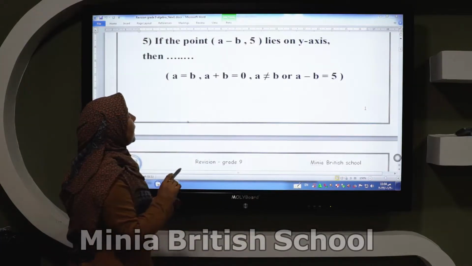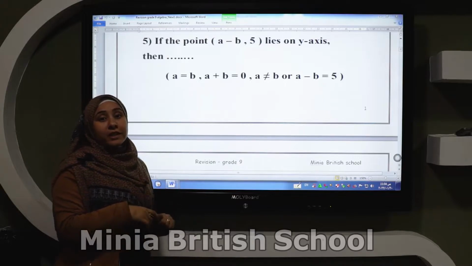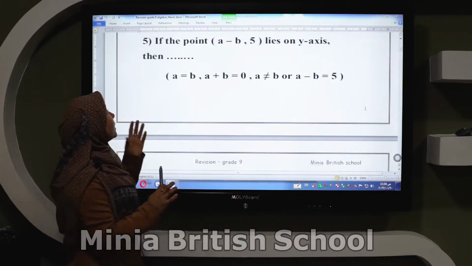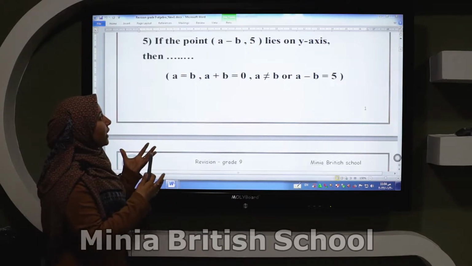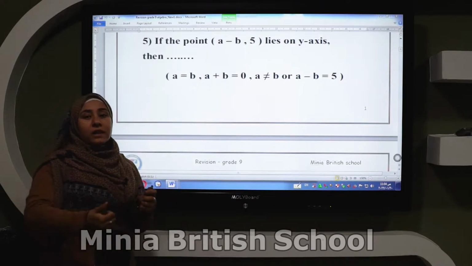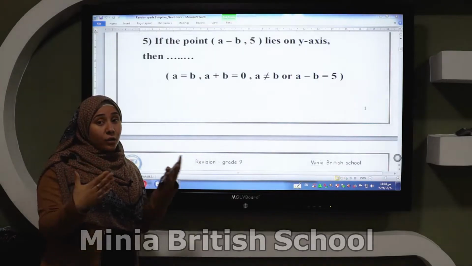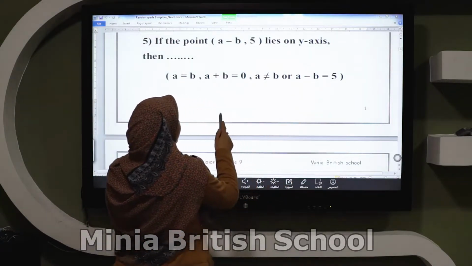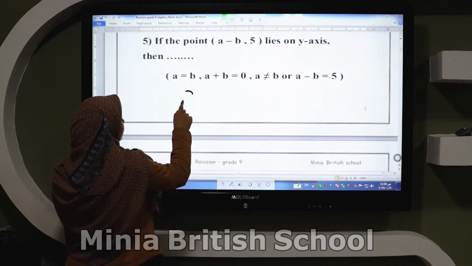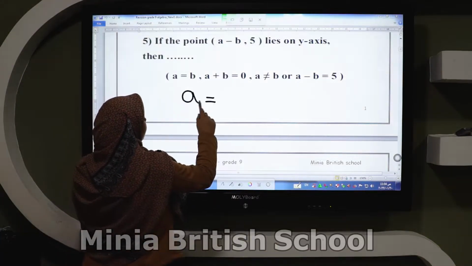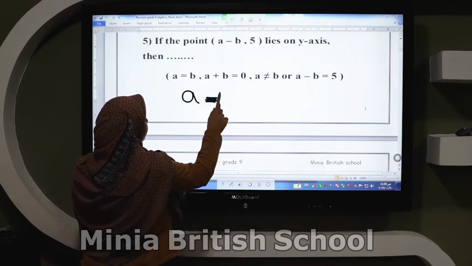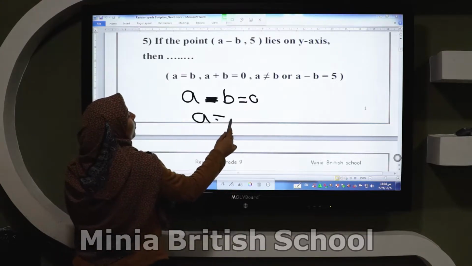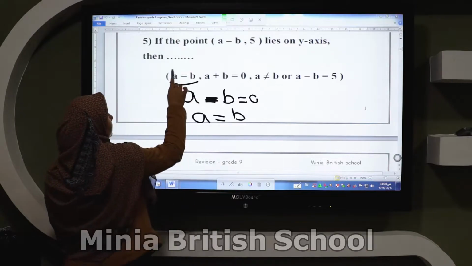Now, if the point (A minus B, 5) lies on the y-axis, then what? Okay, y-axis, I mean the x coordinate equals 0. So A minus B equals 0. Then A equals B. Okay.